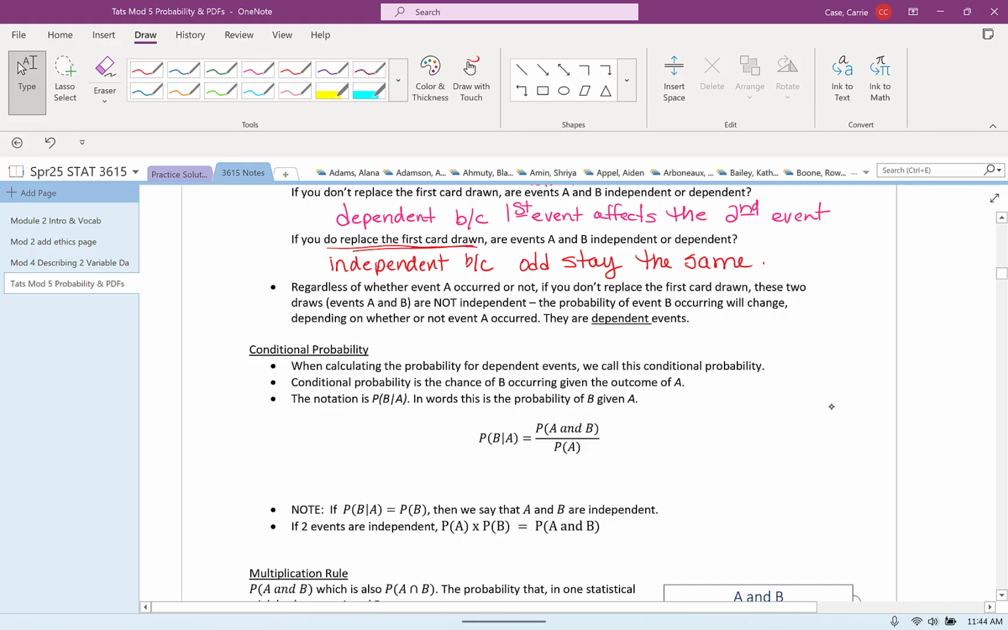Regardless of whether event A occurred or not, if you don't replace the first card, these two draws, events A and B, are not independent. The probability of event B occurring does change depending on whether or not event A occurred. They are dependent events.